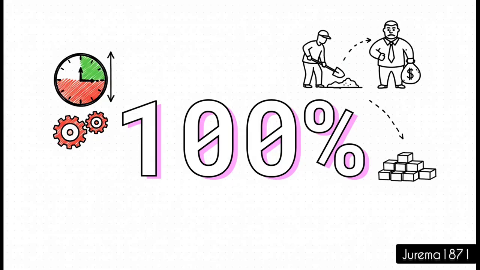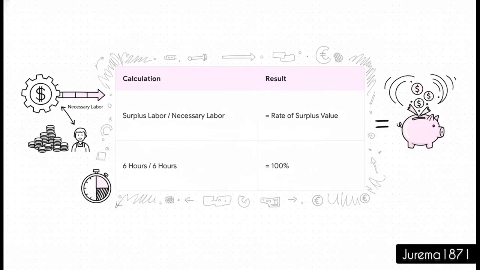So back to our 12-hour day. You've got 6 hours of work for yourself and 6 hours for the boss. Well, that means the rate of surplus value is a whopping 100%. It means for every single minute you work to pay your own bills, you're working another minute purely for your employer's profit. And here's the math. It's super simple. You just take the surplus labor time and divide it by the necessary labor time. Boom, that's the rate. And according to Marx, this little formula, it's the secret engine that powers the whole system.